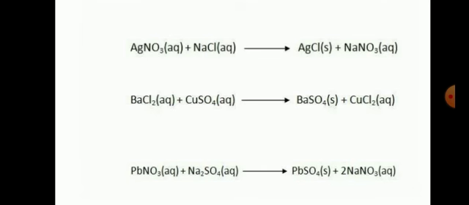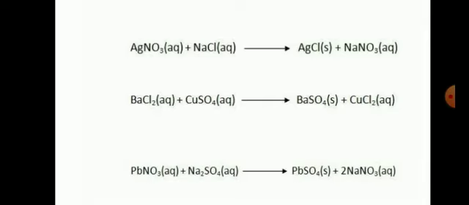So these are some examples of the double displacement reaction. Let us see what they are. The first example here is AgNO3, an aqueous solution, which on combining with sodium chloride, also an aqueous solution, will give you AgCl, which is solid in state, and NaNO3, an aqueous solution. So this is an example of a DD reaction, that is, a double displacement reaction.